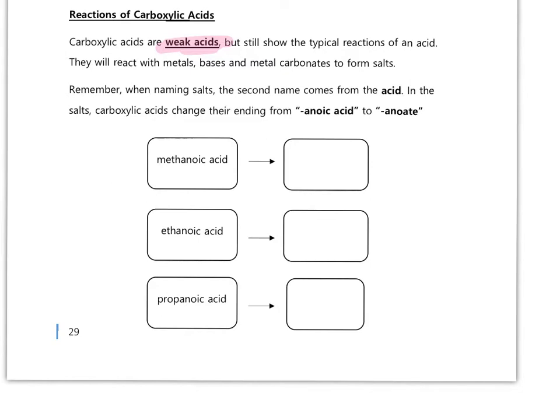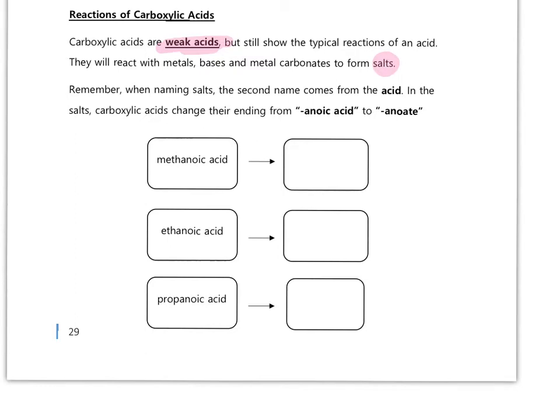So they'll react a little bit more slowly, but they show exactly the same type of reactions as the likes of hydrochloric acid, sulfuric acid, and so on. So we're going to recap those general reactions, make sure you would be able to write an equation for these types of reactions, and you would know the general observations as well if you were asked to recall those in an exam. So they react with metals, bases and metal carbonates to form salts, and also ammonia as well.